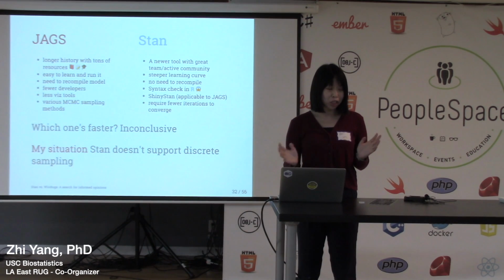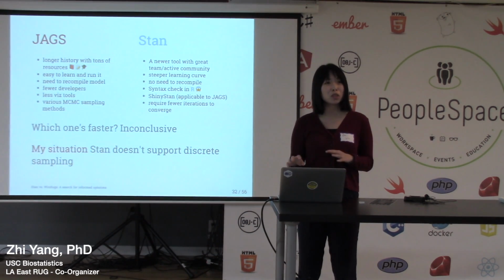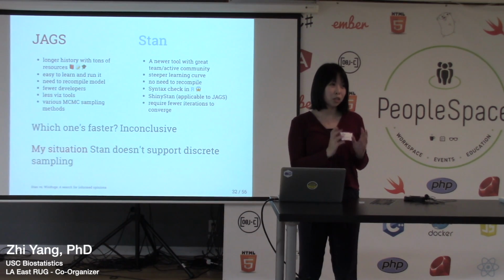You really have to check out. And which one's faster, it totally depends. There's a lot of experiments out there trying to compare the speed of JAGS and STAN. I would say the results are inconclusive. The reason I primarily use JAGS is because STAN doesn't support discrete sampling. I'm not gonna go too much into that. It's just my example, the models I deal with, only JAGS can do the job. Yeah.